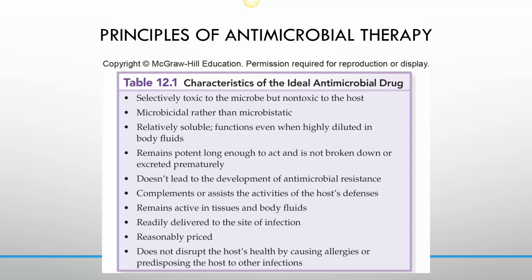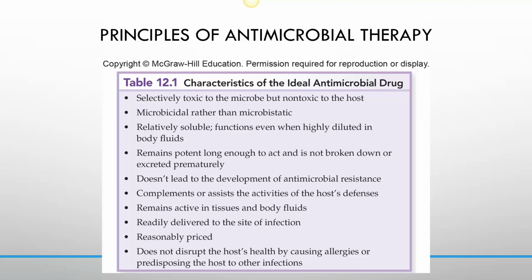Microbicidal rather than microbistatic. If you remember the difference from the growth lecture, cidal means to kill, static means to prevent replication. So we want an antibiotic to actually kill it, not just slow it down. Relatively soluble, functions even when highly diluted in body fluids.